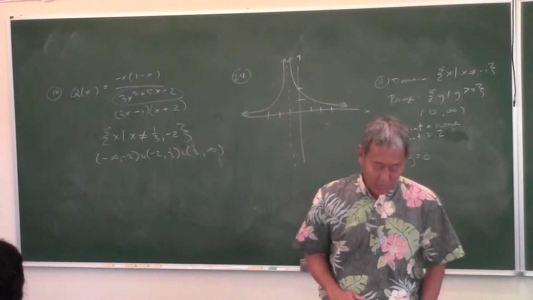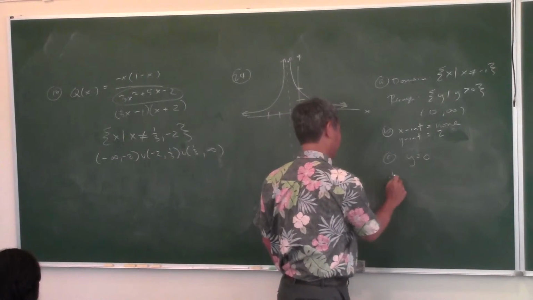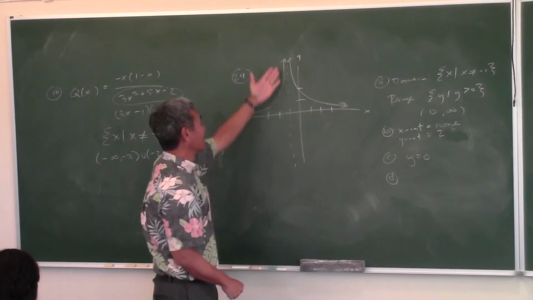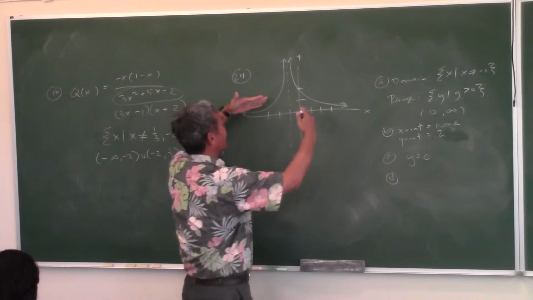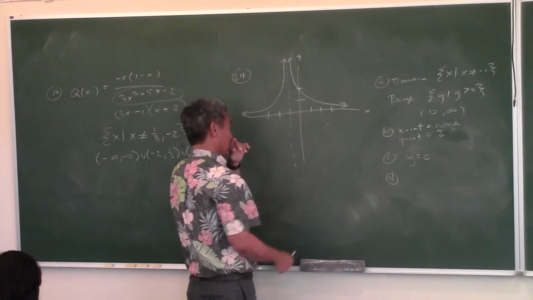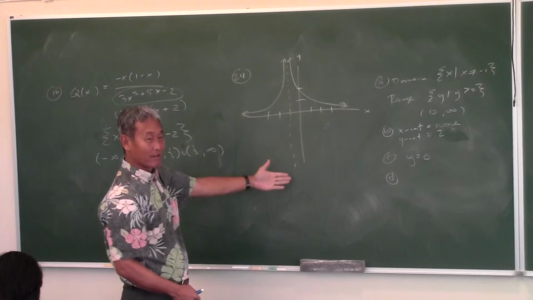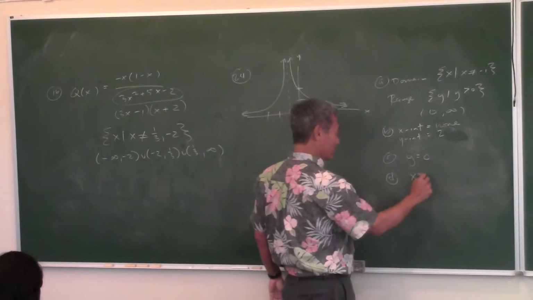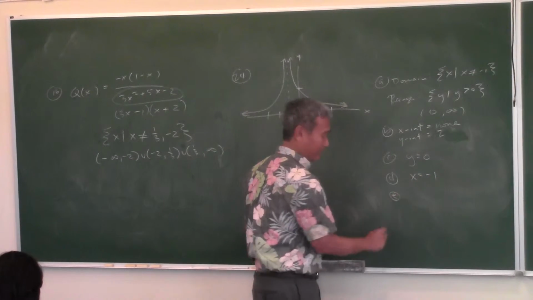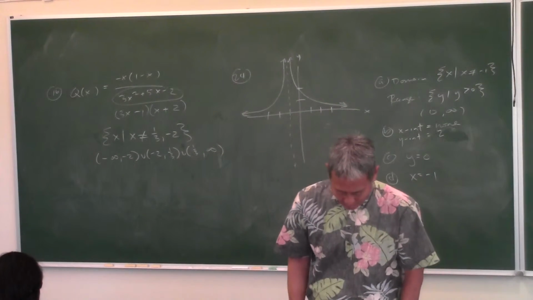D. Vertical asymptote. Well, they kind of drew it in right there, right? Here's the vertical asymptote. See how the graph gets closer to it? So what's the equation of this vertical line right here, this dotted line? X equals -1.